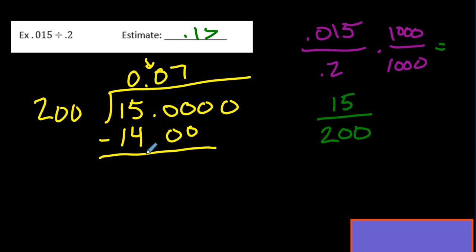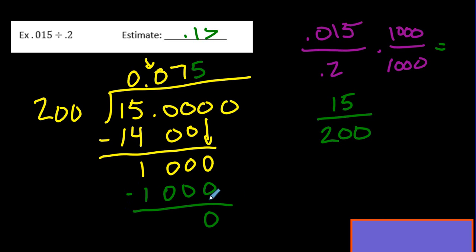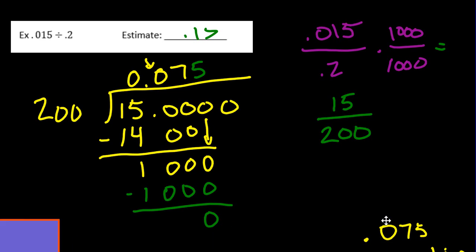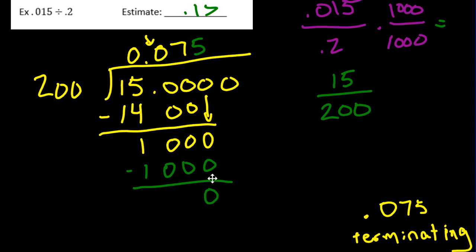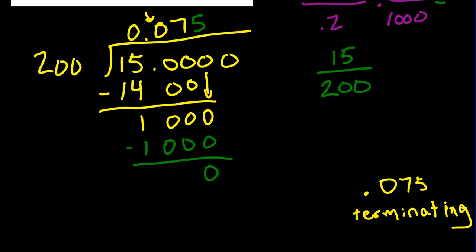Subtract. What we get is 100. Bring down the next 0. Now we're asked, how many times does 200 go into 1,000? Well, that is 5 times. 5 times 200 is 1,000. Subtract, we get 0. So our final answer is 75 thousandths. It is a terminating decimal.